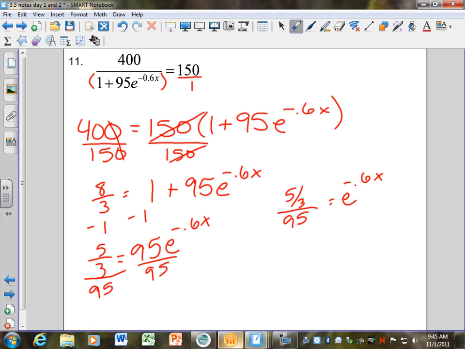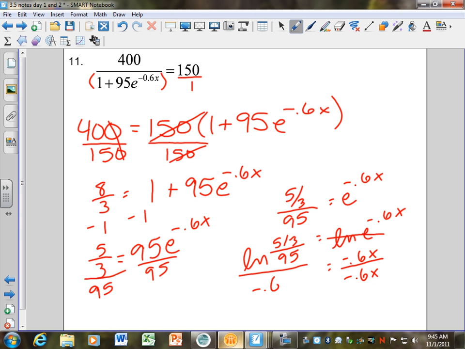And now what am I going to do? Now I'm going to ln both sides. And you can type that on your calculator. You can type the ln of 5/3 divided by 95 instead of typing in a decimal that is not exact. And what's the last step you're going to do here? Yeah, right now that's negative 0.6x, so I'm going to divide both sides by that.